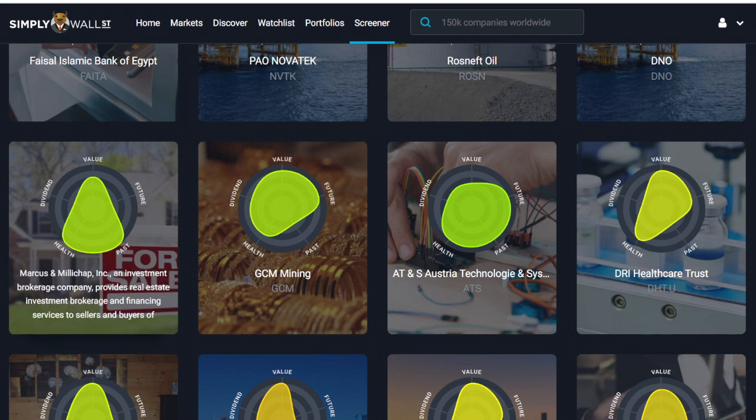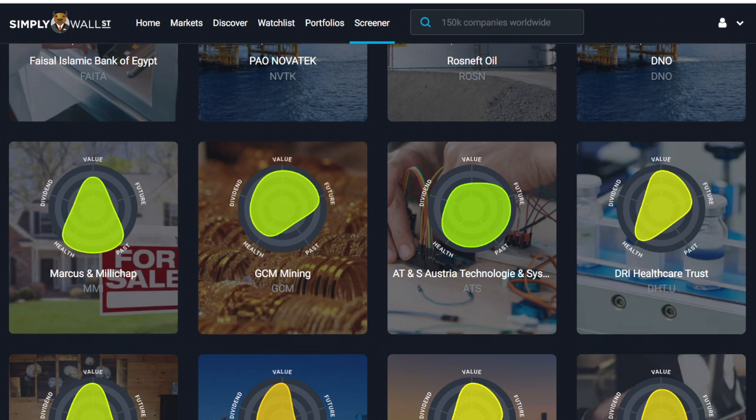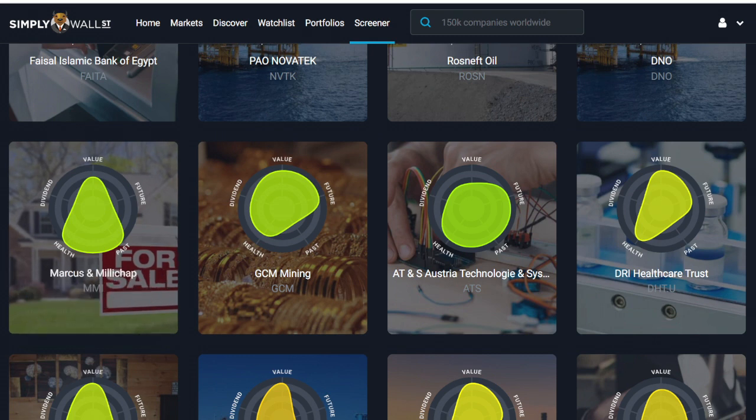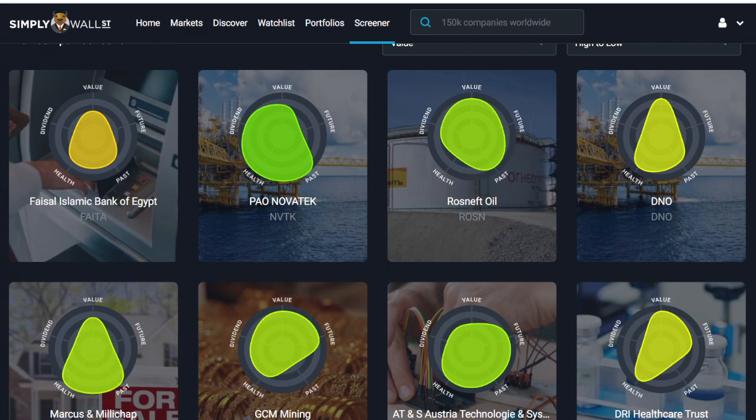Marcus and Millichap, more real estate related. We know that in the US, the housing market is going through a rough time. The prices are coming down. So I'm not surprised to see some real estate located here. So you want to do two things. You want to stay away from the eye of the storm, and that would be a real estate stock right now. At the same time, you don't want to chase hype, and that's oil.